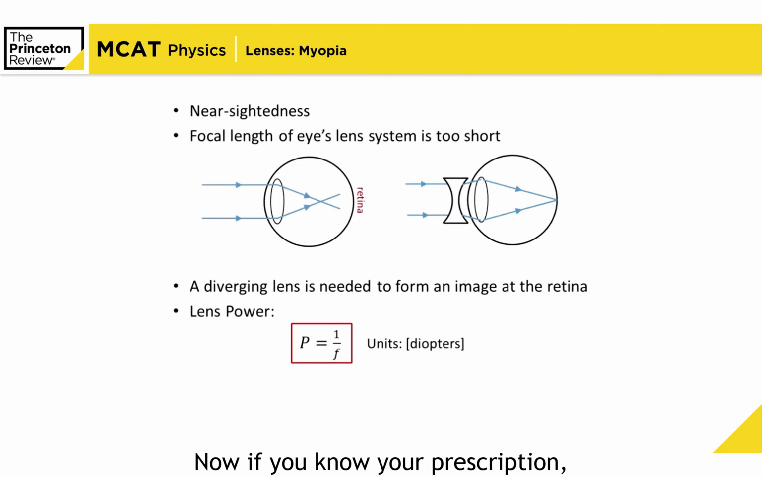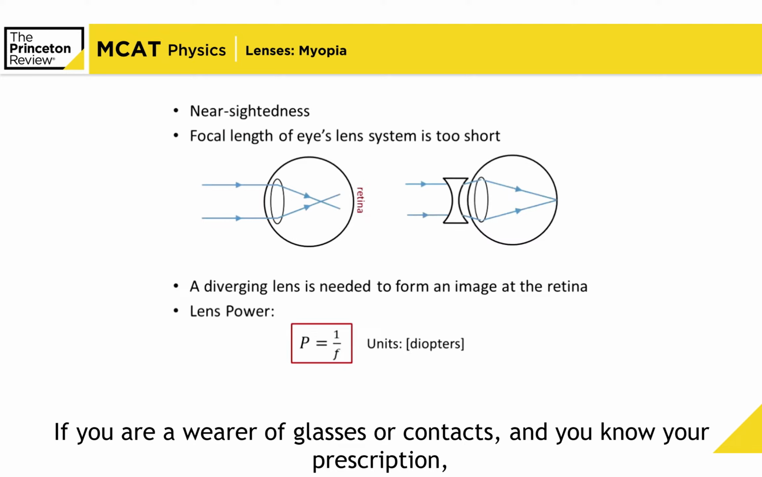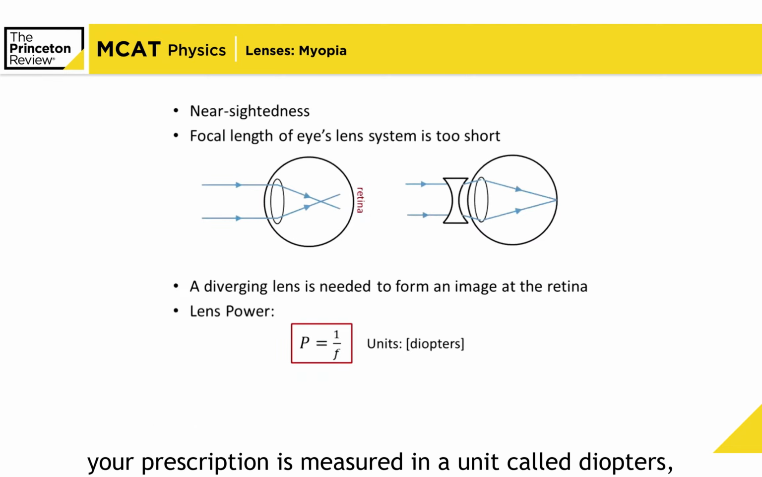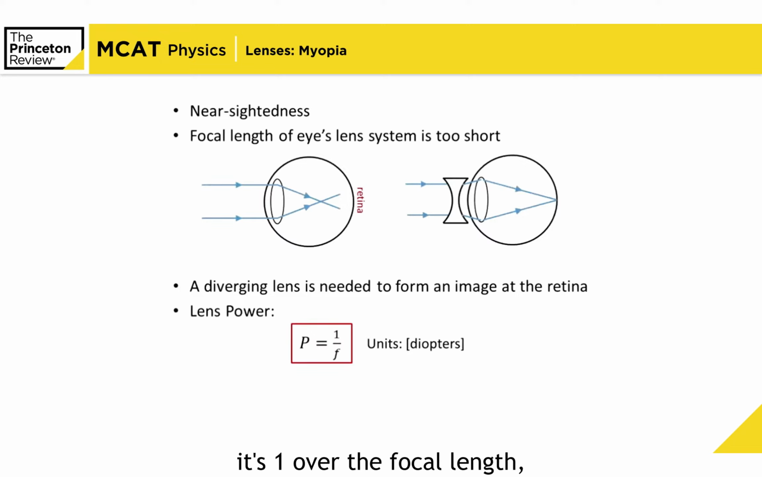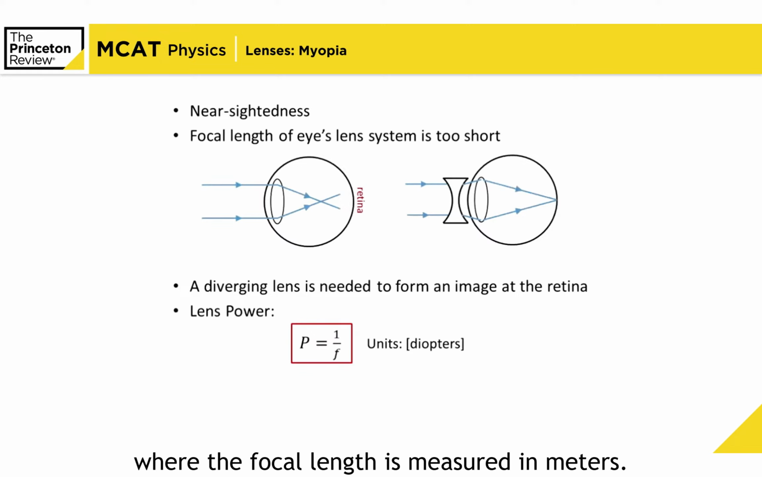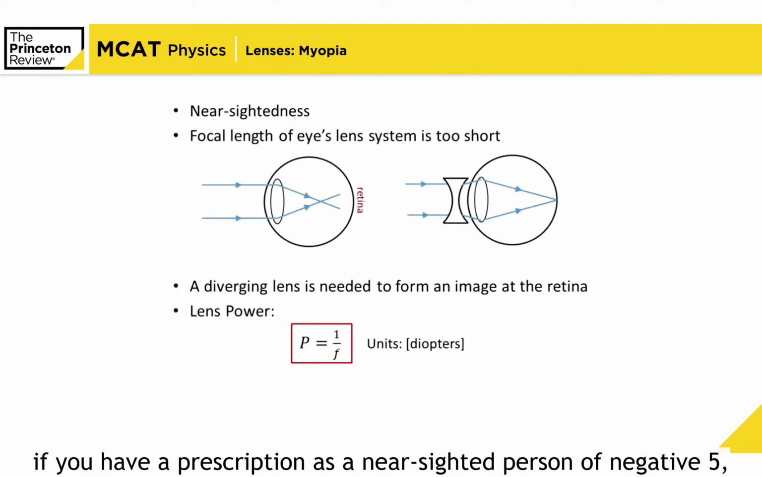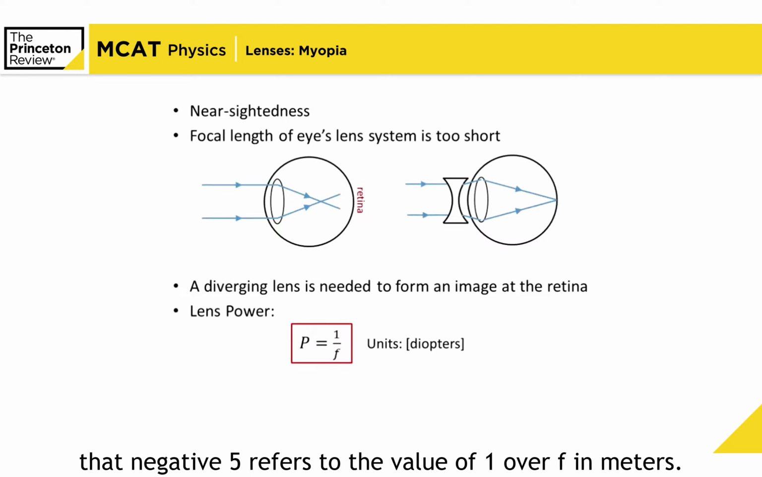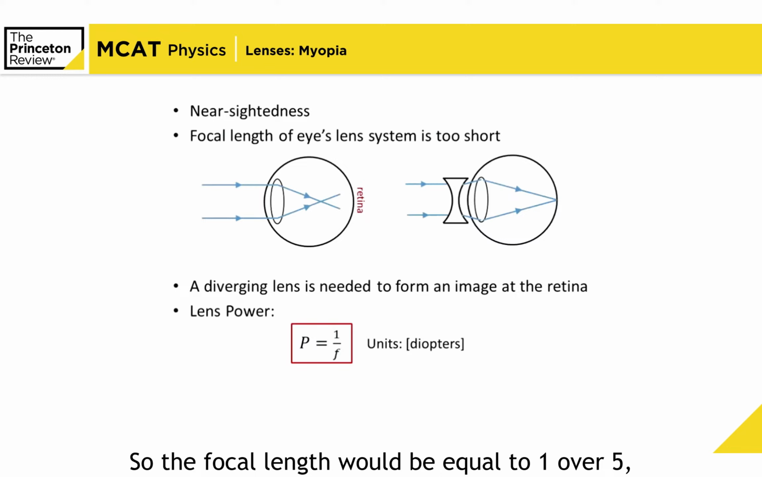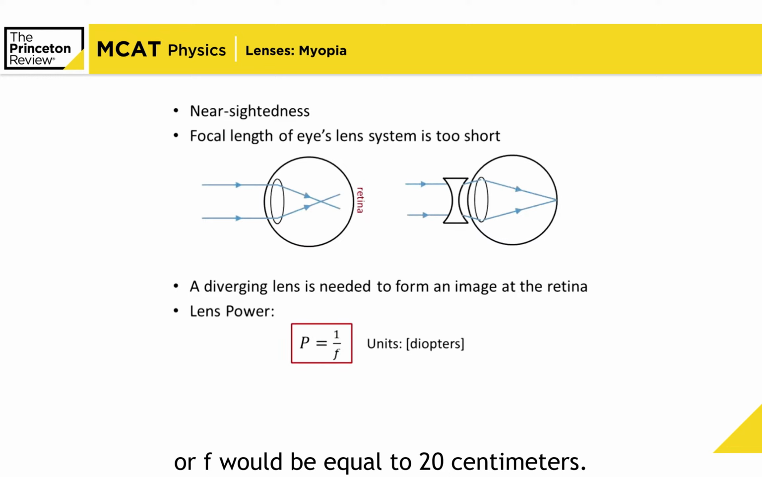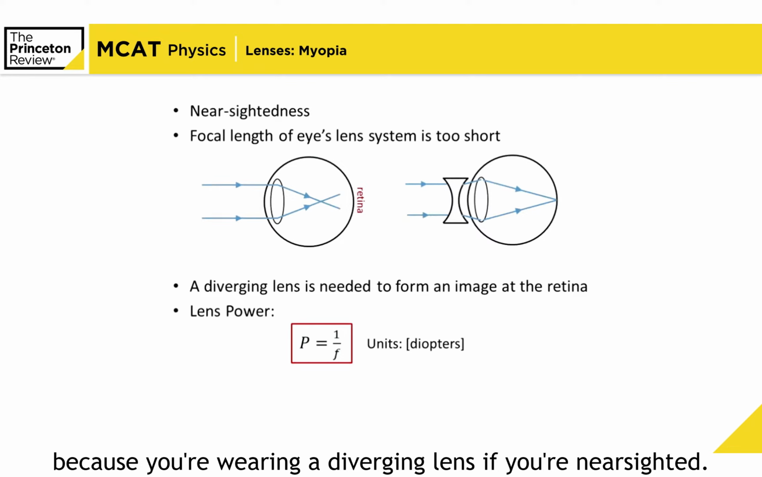Now, if you are a wearer of glasses or contacts and you know your prescription, it is measured in a unit called diopters, which is simply 1 over meters. It's 1 over the focal length, where the focal length is measured in meters. So, for example, if you have a prescription as a nearsighted person of -5, that -5 refers to the value of 1 over f in meters. So the focal length would be equal to 1 over 5, or f would be equal to 20 centimeters, and it would be negative because you're wearing a diverging lens if you're nearsighted.